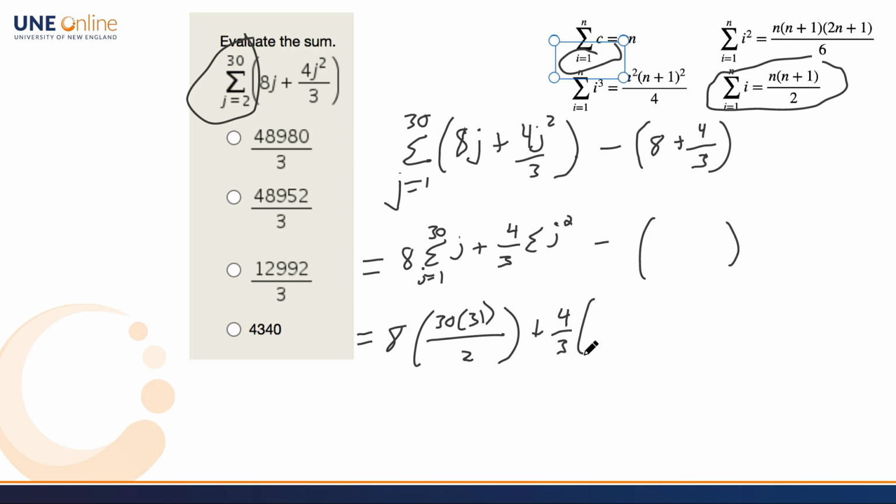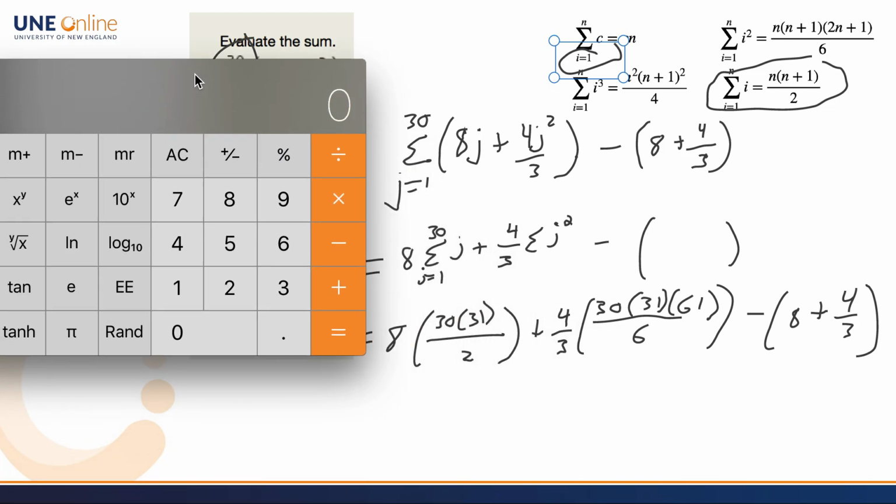And then this next one, j squared, that's going to be 30 times 31 times 2 times 30, which makes 60, 60 plus 1 makes 61, all over 6. And then subtracted by the 8 plus 4/3 that we saw at the beginning.